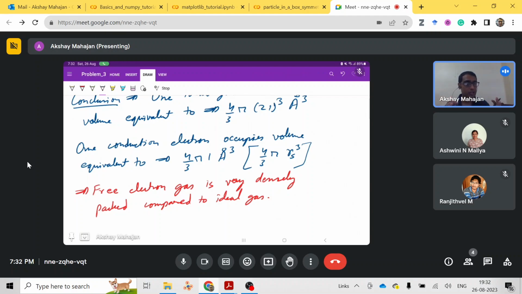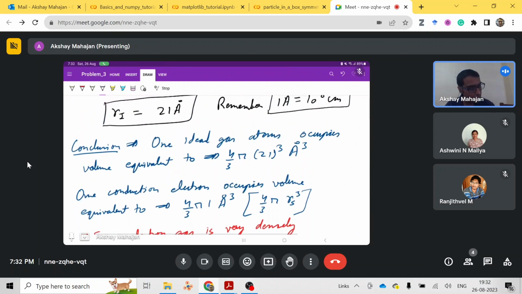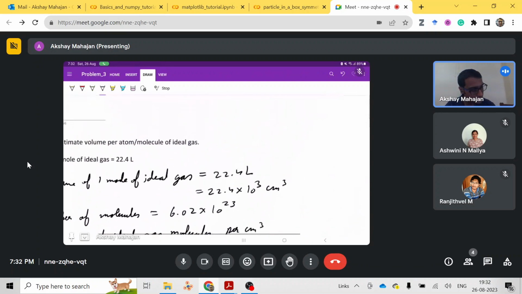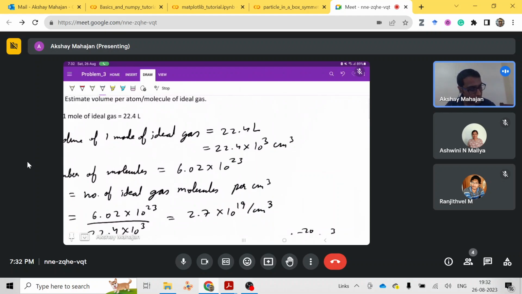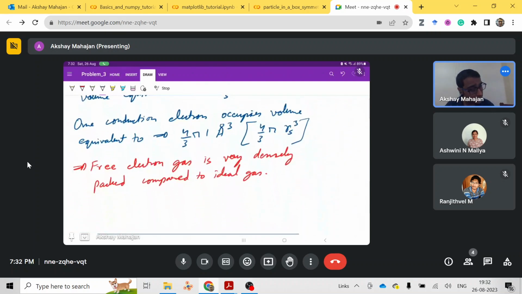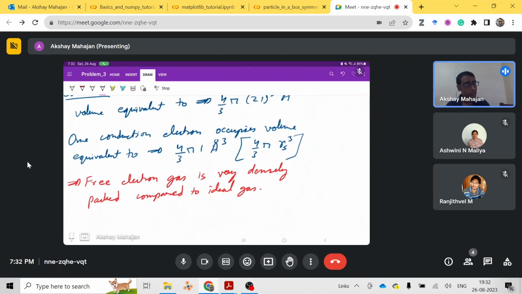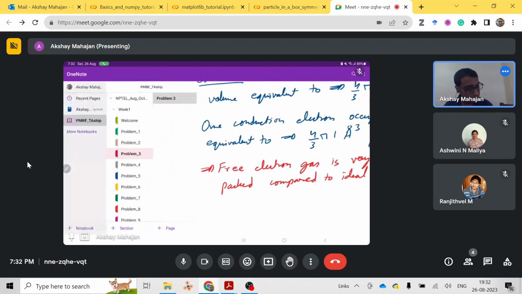If you have an ideal gas in a box, we know the particles are non-interacting, the ideal gas atoms don't interact with each other. I should have written atoms instead of molecules, so you can just correct it. Whereas if you consider the free electrons in these metals, they are very densely packed compared to the ideal gas for the same volume.